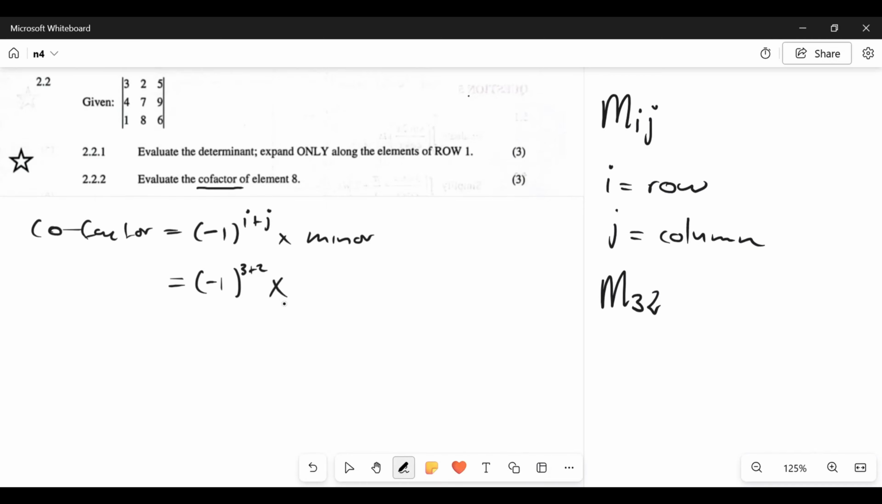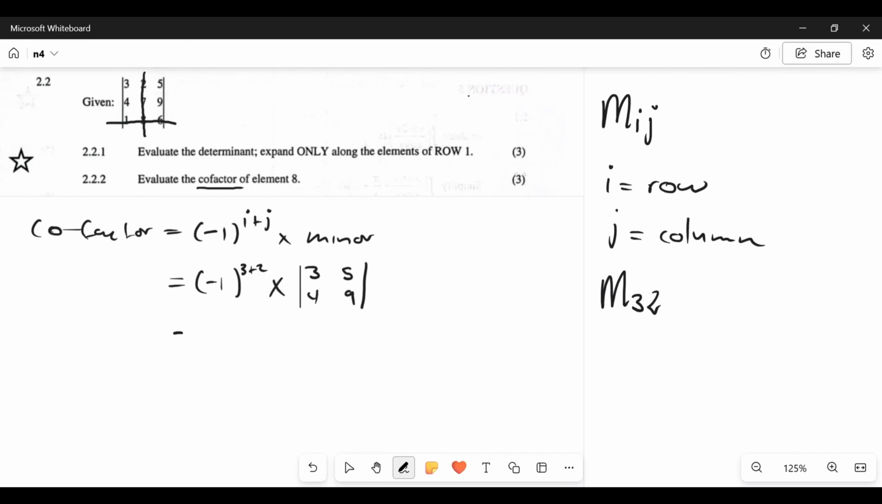So how are we going to write this minor? It's very simple, guys. The minor is the matrix that we're going to have when we cancel the row at which 8 is, and the column where 8 is. Remember, 8 is the one that we're going to use as our reference. So what is it that we're left with here? We have 3, 4, 5, and 9, like that, right?